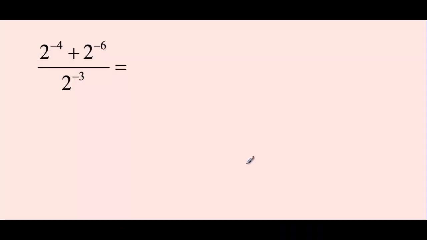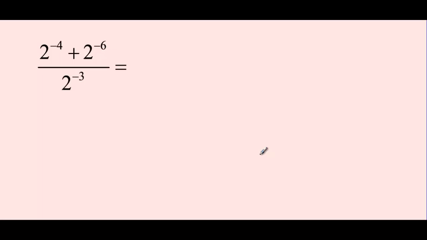Here's our final example, and it's a doozy. 2 to the exponent negative 4 plus 2 to the exponent negative 6, all divided by 2 to the exponent negative 3. We want to use our exponent rules and our logic of negative exponents to try to solve this.